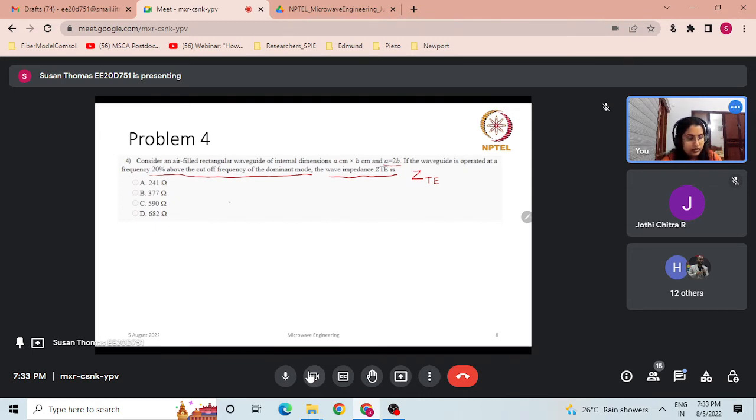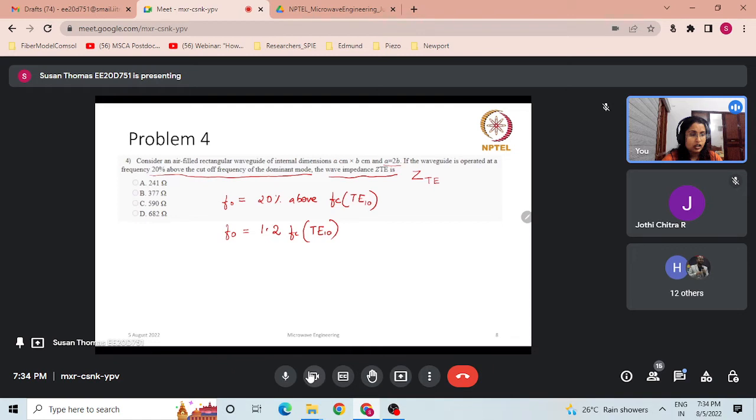So let me look at the statement once again. The operating frequency is 20% above the cutoff frequency of the dominant mode. Whenever we look at the dominant mode, we have to remember that it is the TE10 mode. So I can write f0 is equal to 120 by 100, that is 1.2 fc of the TE10 mode.